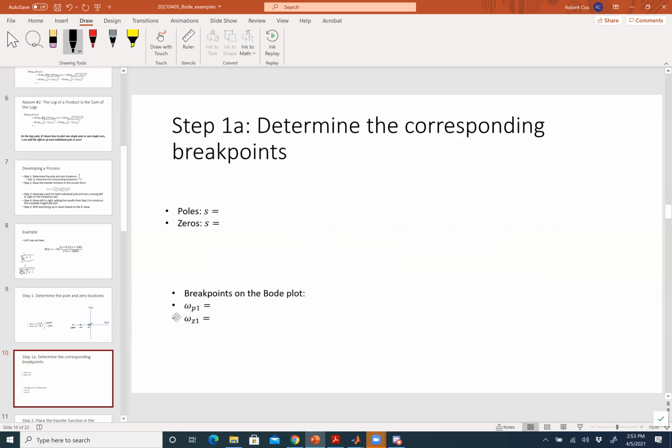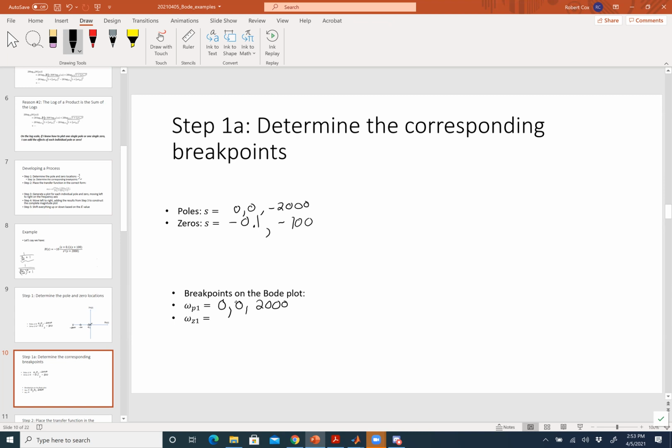So I'm on my step 1B. I want to get to my breakpoints, now that I got my poles and my zeros. How do I get to breakpoints? What are the breakpoints that correspond to the poles? Absolute values, yeah. So 0, 0, and 2000. It's really 0 and 2000, I guess, right?